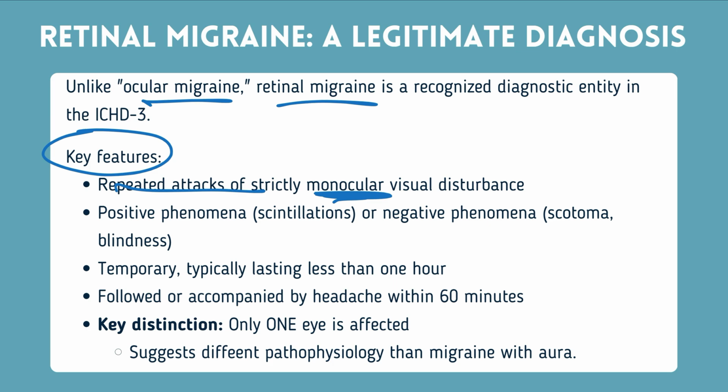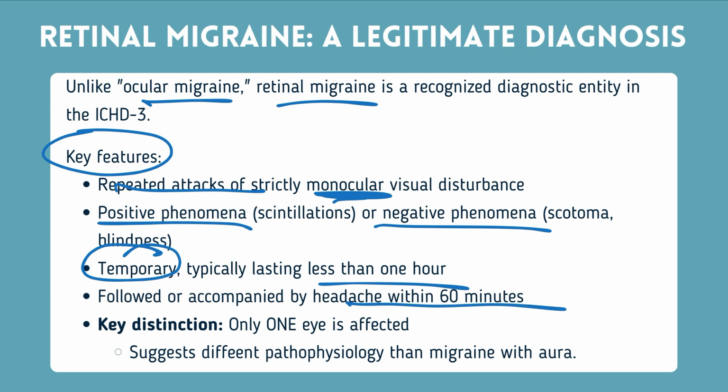These visual symptoms can include positive phenomena like scintillations or flashing lights, or negative phenomena like scotoma or complete transient blindness in the affected eye. Now, these visual disturbances are temporary, typically lasting less than an hour, similar to the duration constraints of typical migraine aura. The visual symptoms are usually followed or accompanied by a migraine headache within 60 minutes, though the headache may be relatively mild in many of these cases.